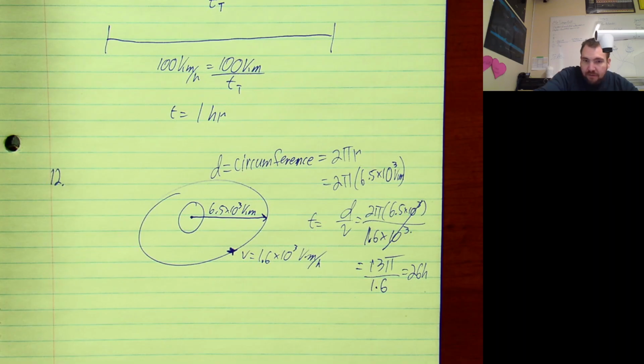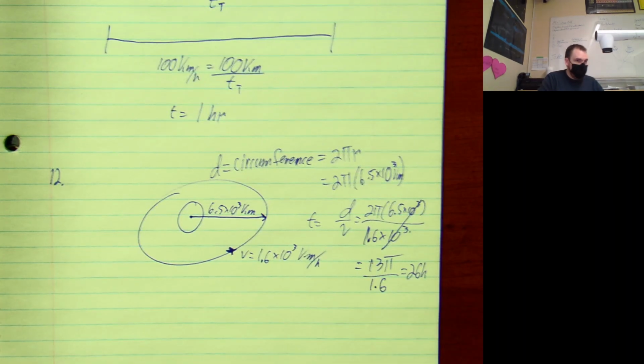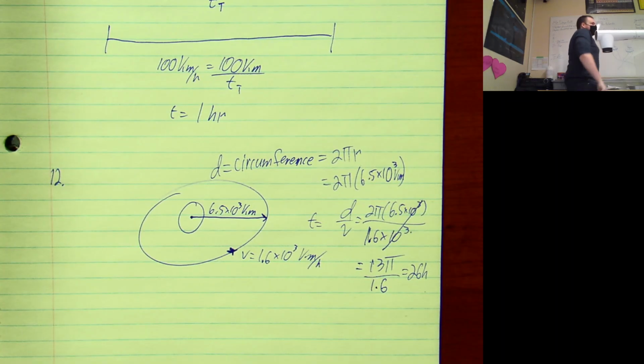Fantastic. Close your book. Grab something to write with. You'll need a calculator. You don't need a formula sheet, because the only formula you need is on the wall. Close all your things, put it all away. Writing utensil, calculator, that's all you need. Because V equals D over T. It's on the board.